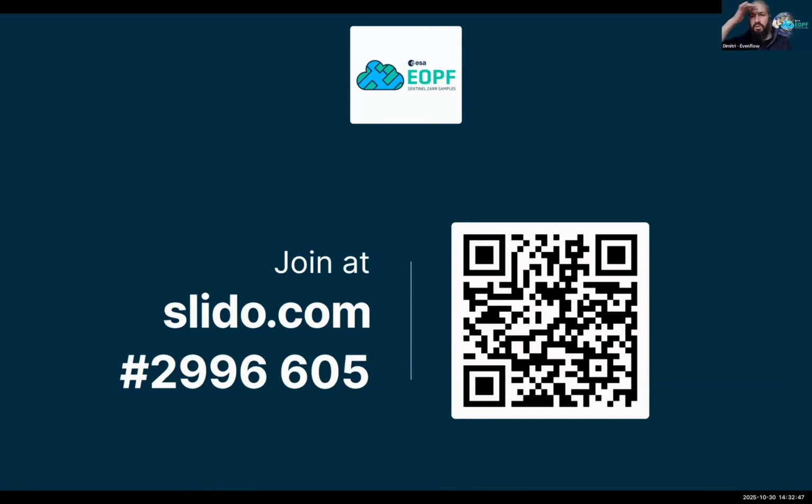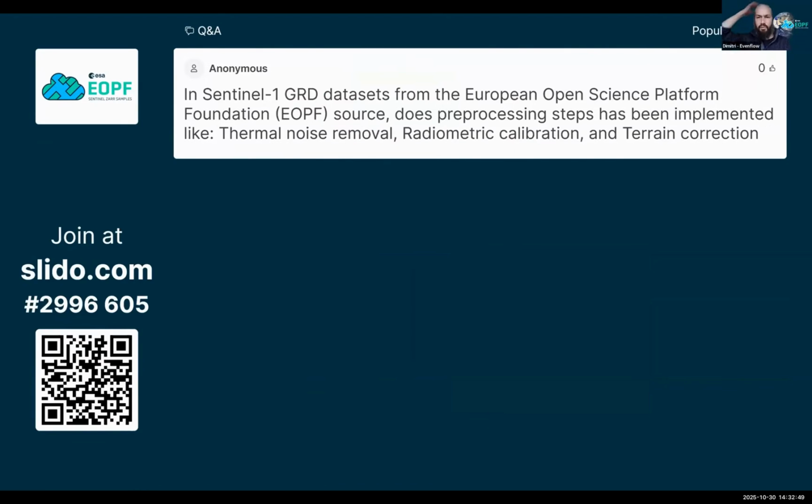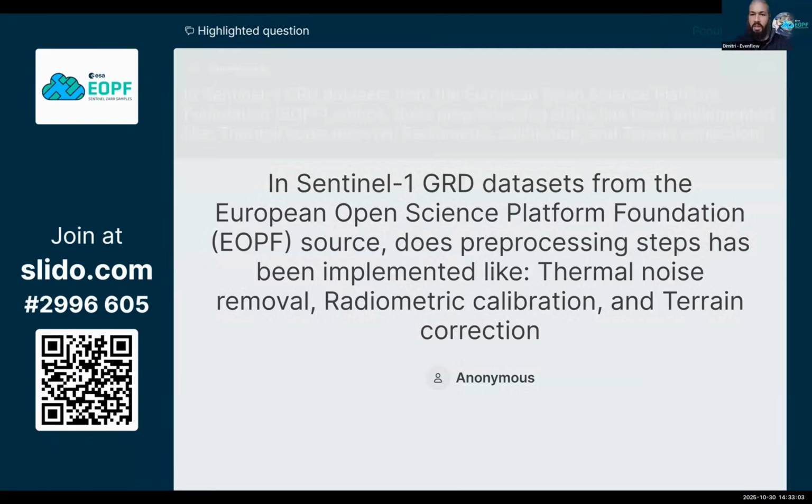In the Sentinel-1 GRD datasets from the EOPF source. One correction here, EOPF in our case stands for Earth Observation Processing Framework, not European Open Science Platform. One has to be careful with that distinction. The question is, are the processing steps implemented such as thermal noise removal, radiometric calibration, and terrain correction?